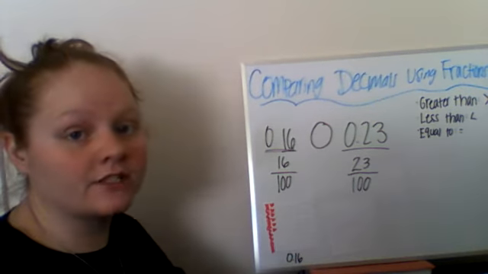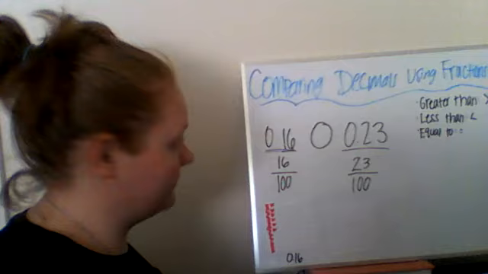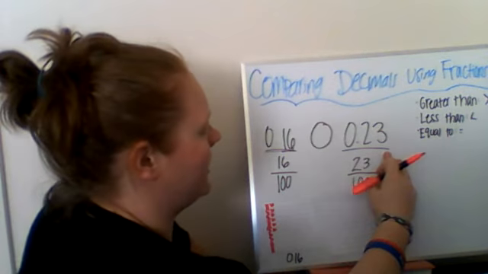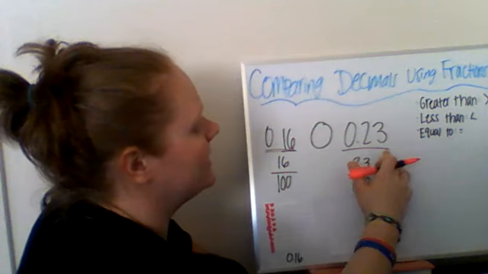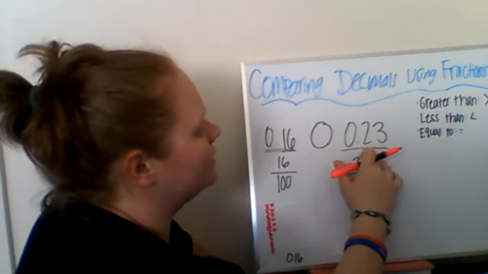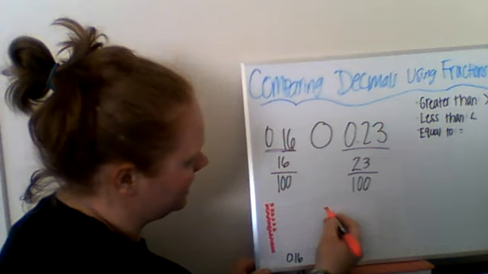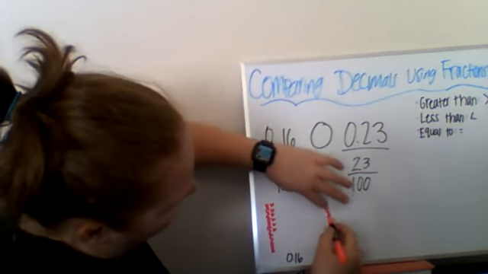Okay, let's look at the second decimal now. Now I have 23 hundredths. So I have a 2 in my tenths and a 3 in my hundredths. That 2 tells me there's 2 groups of 10. So I'm just going to shade in two groups of 10.